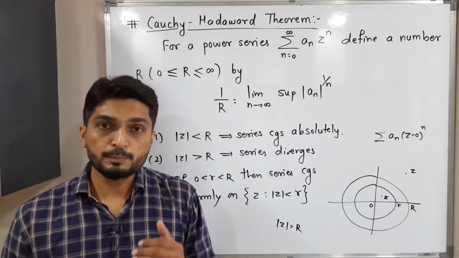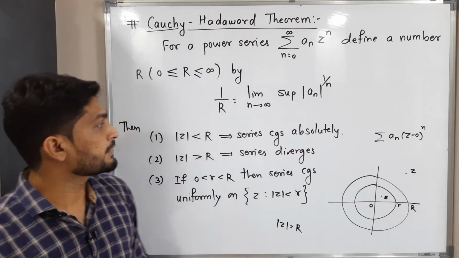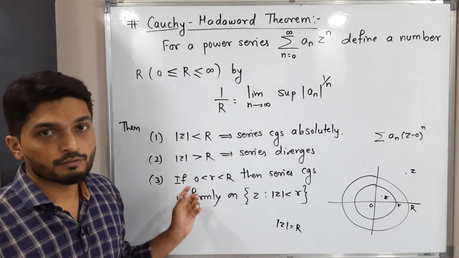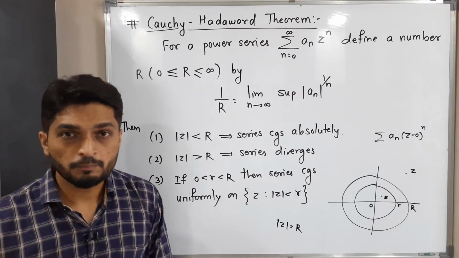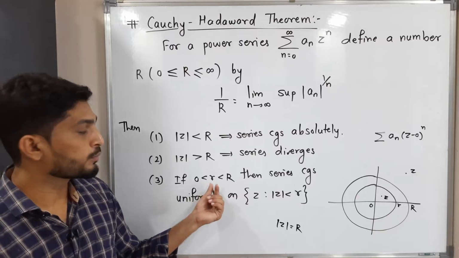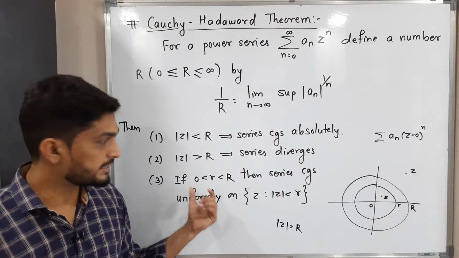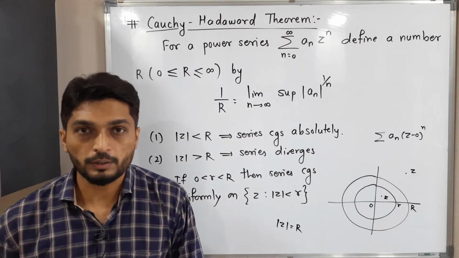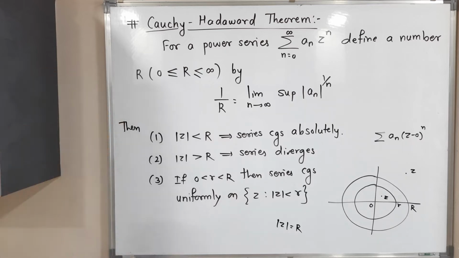Okay, let us prove this result. We will prove it in three cases. First case, |z| < R. Second case, |z| > R. And the third case, that small r lies between 0 and capital R. Okay, so make a screenshot of it, then we will go further.